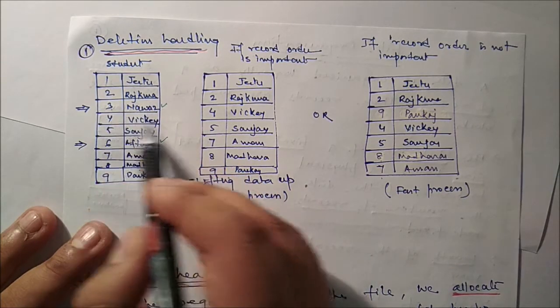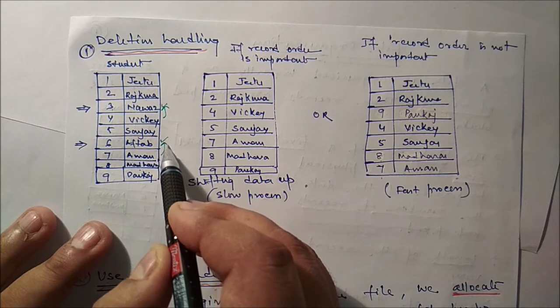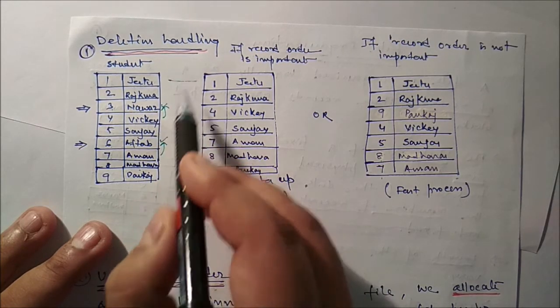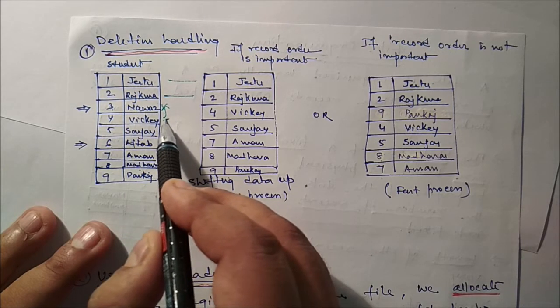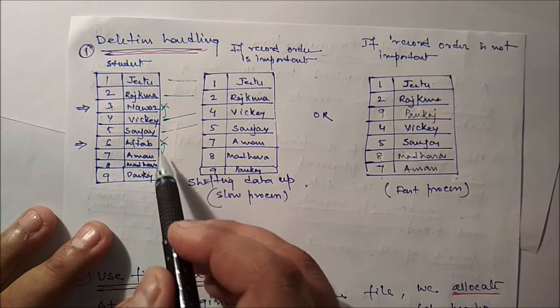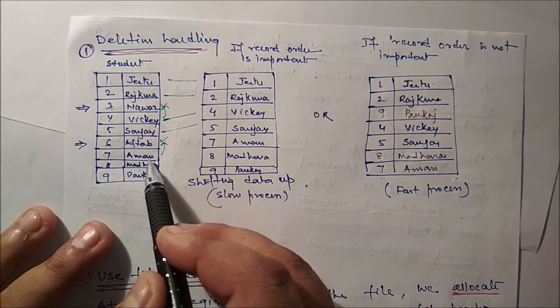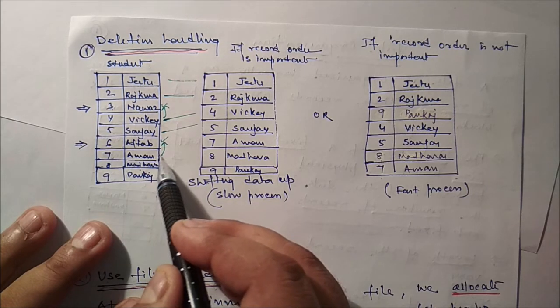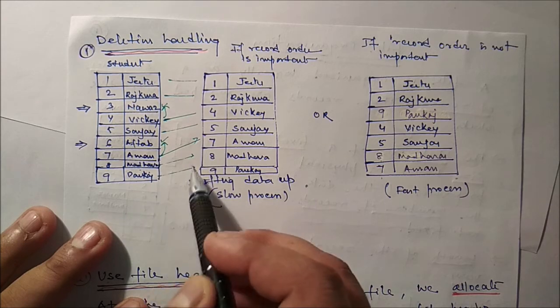After removing this particular block, we have to shift the data. So we can see here Jitu is there, Rajkumar is there, and in that particular place we are shifting roll number 4. Then next roll number 5 is there. Now here there must be a vacant place after deleting this one. So we have to shift roll number 7 upside. Then Madhavan is there, and then Pankaj.